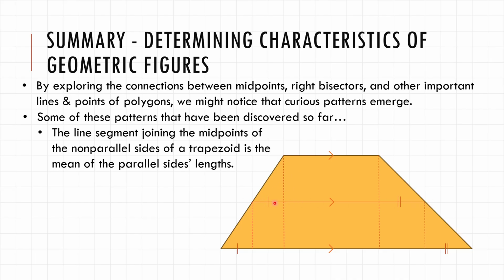Notice that it's halfway between the line here that describes the end of one line segment, and the other on the other side. This distance right here is also half of this distance over here. And so this is the line that joins the midpoints of the non-parallel sides of the trapezoid, and it is exactly the average of the other two parallel sides.